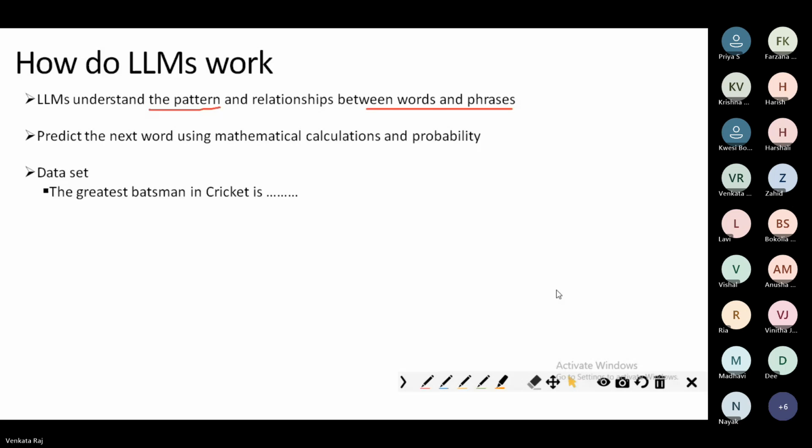Now, guys, let's say there is a discussion happening between a group of people.